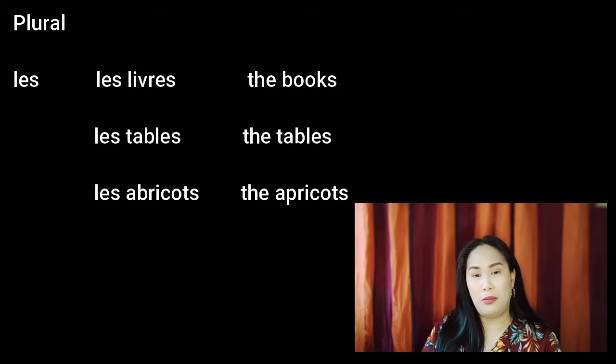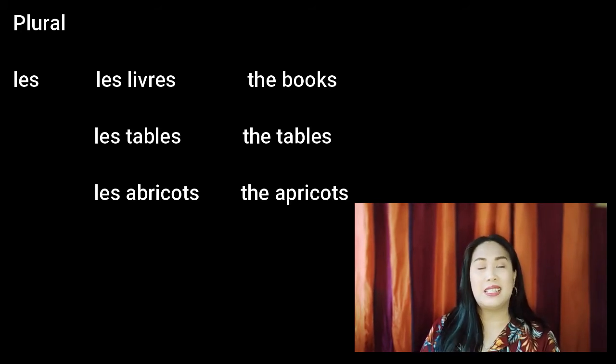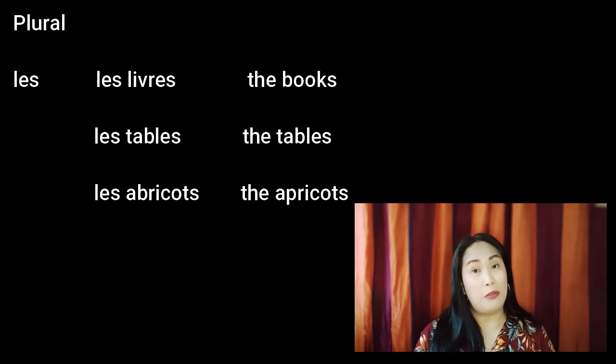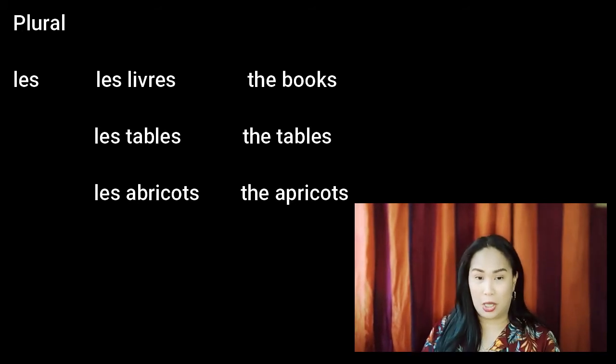And now we are going to proceed to the plural form, and we have les, okay? It's so easy. It's only les, okay? So for example, we have les livres, or the books, les tables, or the tables, les abricots, or the apricots.